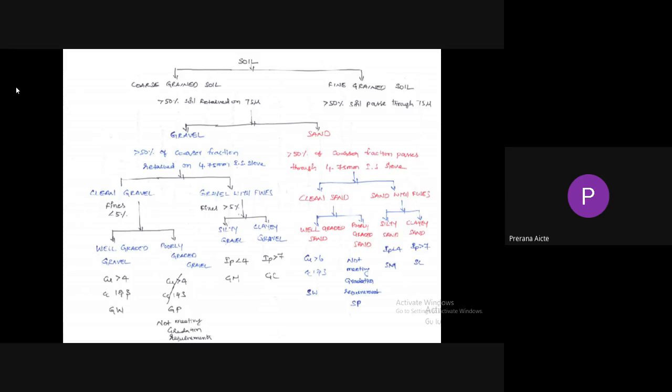Fines may be silt or may be clay, and we need to find out which. First we find the liquid limit, then the plastic limit, then the plasticity index. If plasticity index is less than 4, then it is classified as silty sand. If plasticity index is greater than 7, then it is called clayey sand, SC.